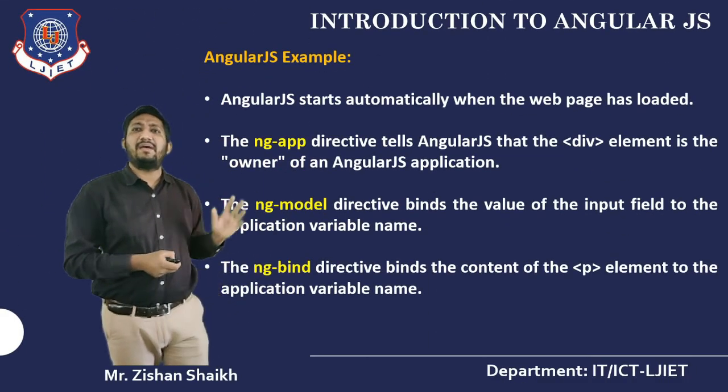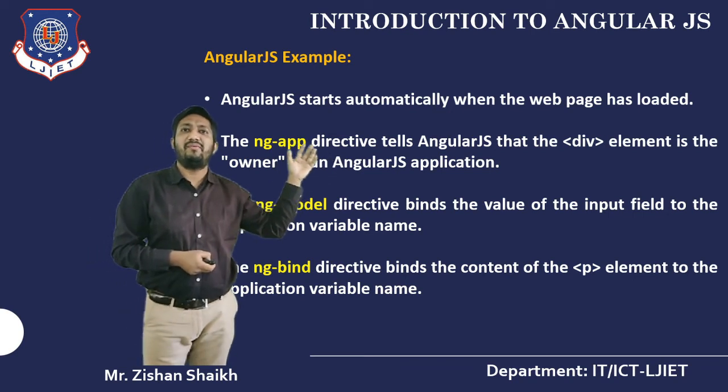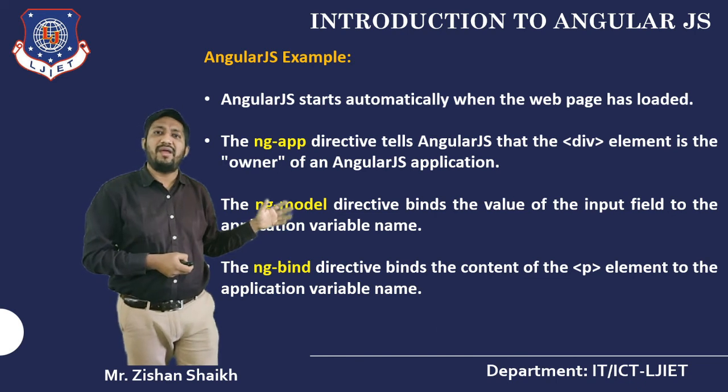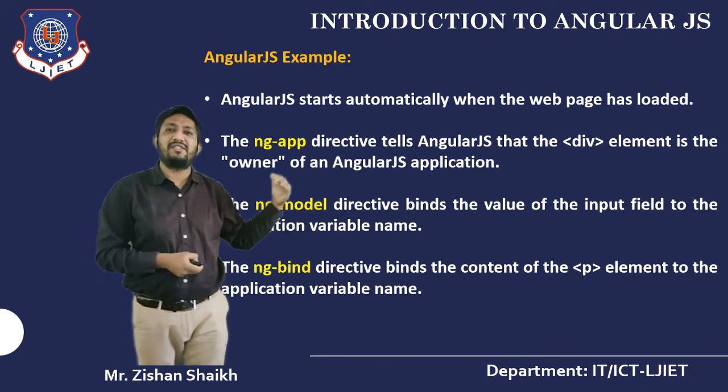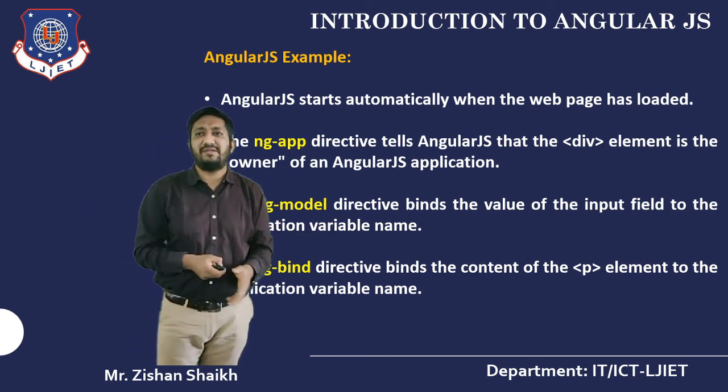So this is the example of why we are using ng-app, that is a directive that we write here in the particular div tag. Next is ng-model. Model will be helpful to bind the data, it will transfer it. And the last one is the ng-bind directive that binds the content with p elements.